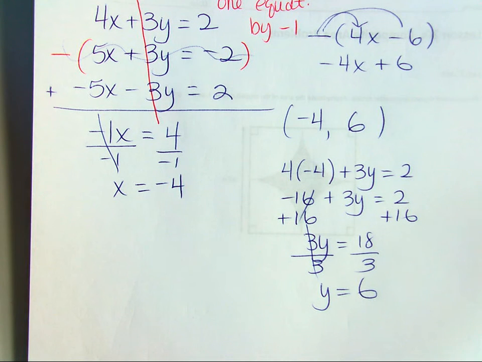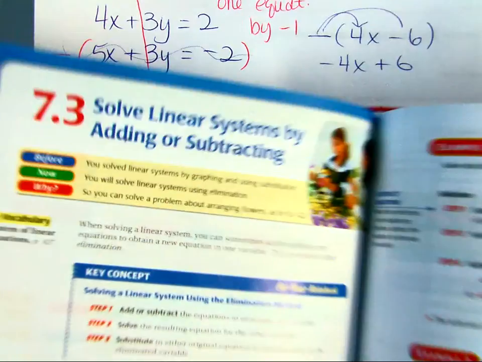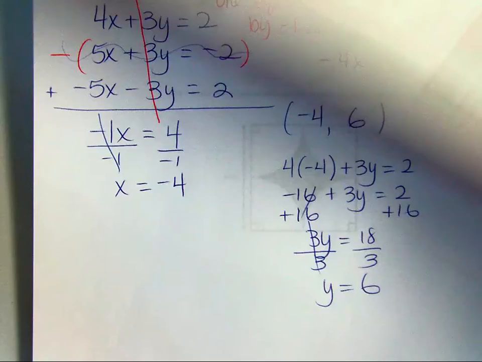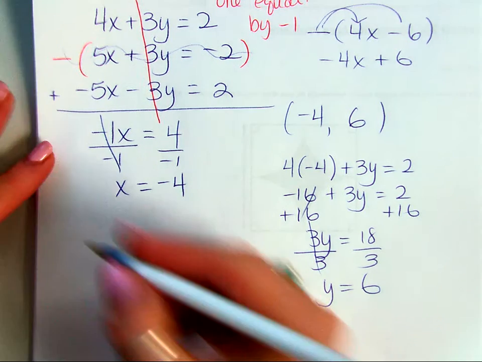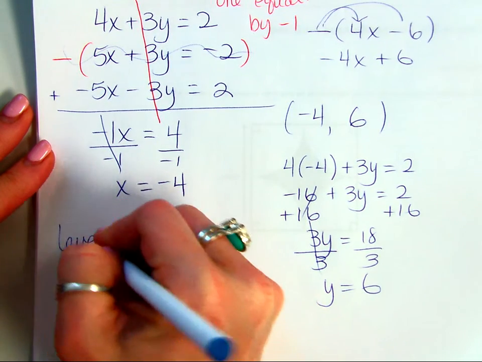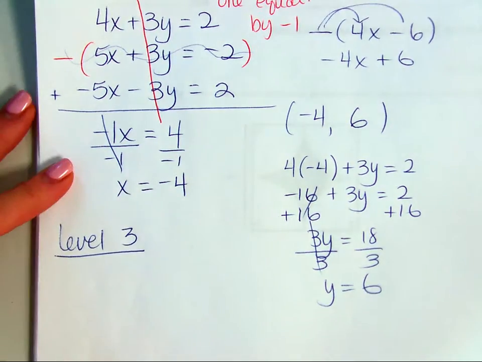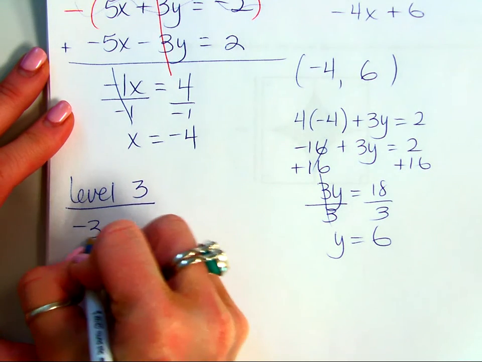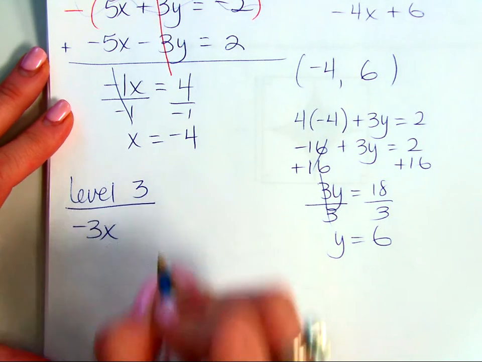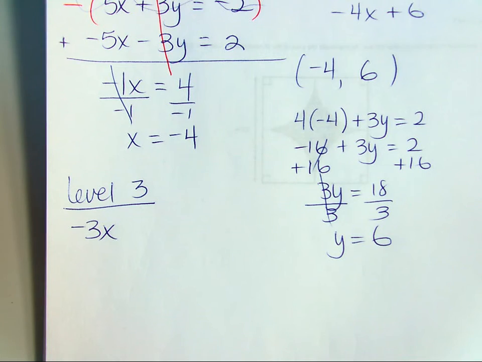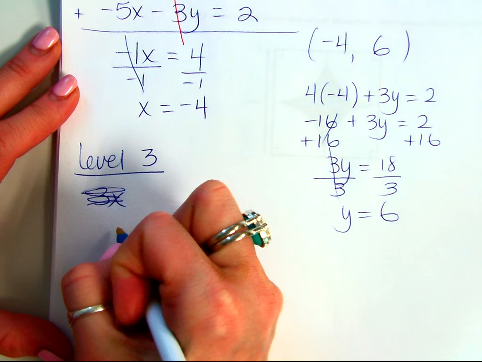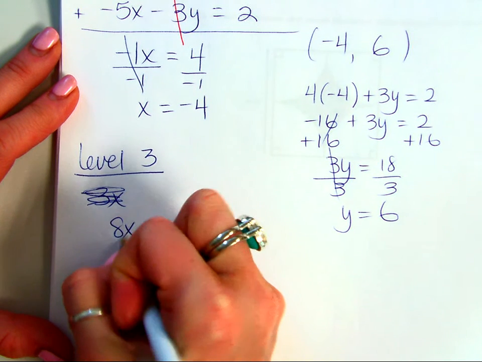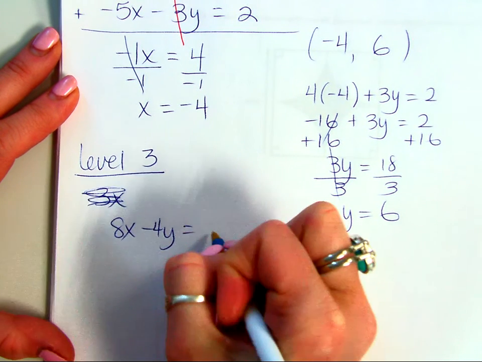So that is elimination and solved by adding or subtracting. Okay? So now let's talk about what a level 3 looks like. All right, level 3 is when you got something like this going on. Level 3 is where you have 8x minus 4y equals -4.